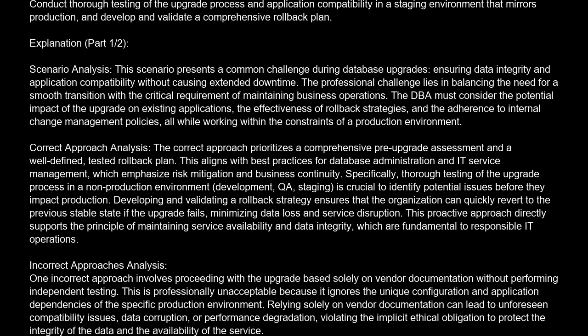This proactive approach directly supports the principle of maintaining service availability and data integrity, which are fundamental to responsible IT operations. Incorrect approaches analysis. One incorrect approach involves proceeding with the upgrade based solely on vendor documentation without performing independent testing. This is professionally unacceptable because it ignores the unique configuration and application dependencies of the specific production environment. Relying solely on vendor documentation can lead to unforeseen compatibility issues, data corruption, or performance degradation, violating the implicit ethical obligation to protect the integrity of the data and the availability of the service.